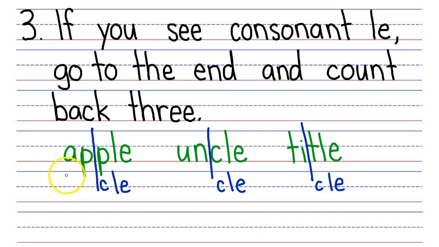And so in apple, you're left with a first syllable that's a closed syllable where the A makes a short sound, A. In uncle, you end up with a closed syllable in the first syllable where the U makes a short sound, in un. And in title, you end up with an open syllable for your first syllable where the I makes a long I sound, I. And so you have ap-pull, say it together fast, apple. Un-cull, say it together fast, uncle. And title, say it together fast, title. Good job.